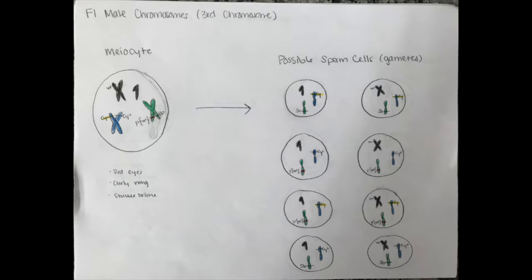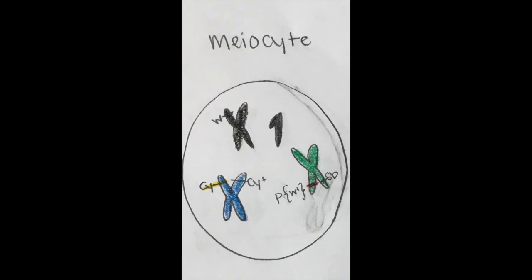Now we are observing the F1 male chromosomes for when the transgene is located on the third chromosome. Again, we start with a myocyte with the black X and Y chromosomes. The blue second chromosome has the mutant curly wing allele, marked by the color yellow, as well as the wild type allele for curly wing, making this male heterozygous for this trait. In this case, the red transgene is located on the green third chromosome, so the myocyte has the red transgene and the dominant mutant allele for stubble bristle on this chromosome.